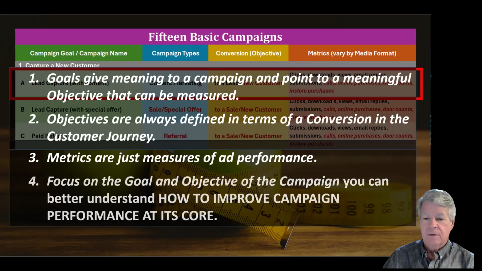And fourth, if you focus on the goal and the objective of the campaign, which again is a conversion step in the customer journey in most cases, you can better understand how to improve campaign performance at its core. That is a huge statement, and it's not well understood. Let's dig into what this actually means.